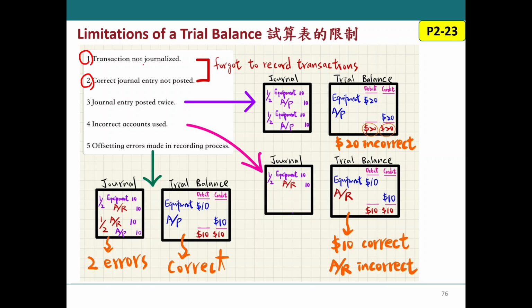Transactions we did not journalize. What does it mean, did not journalize? We did not record the transaction in our first accounting book. Journalize is the verb of journal, right? 所以做分录。Okay, so we didn't record our transactions in the first accounting book, the first book, the journal.